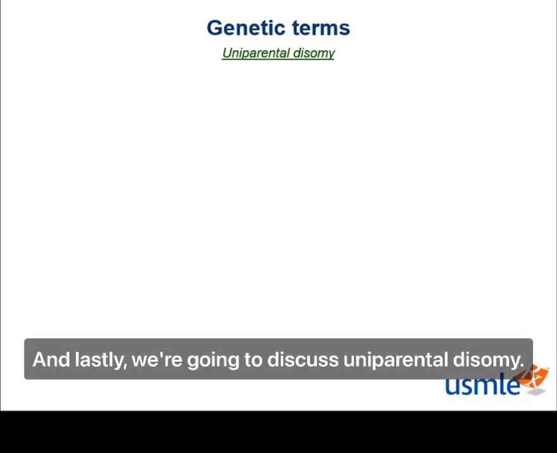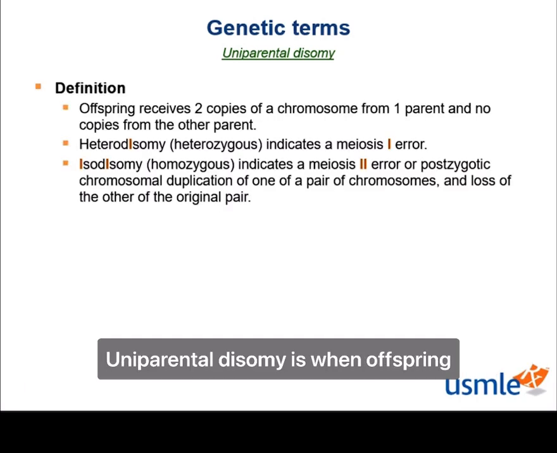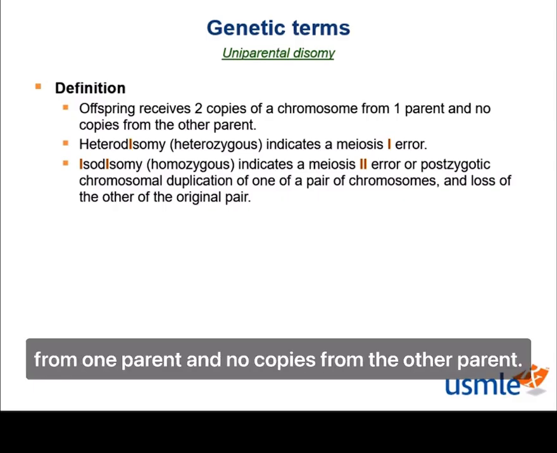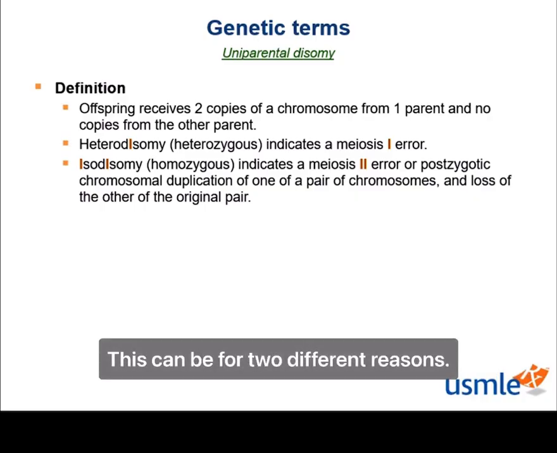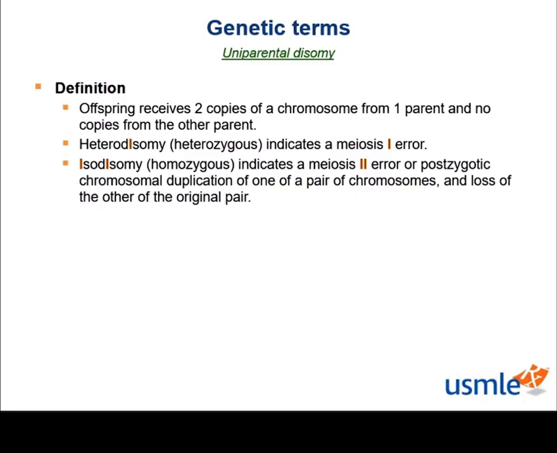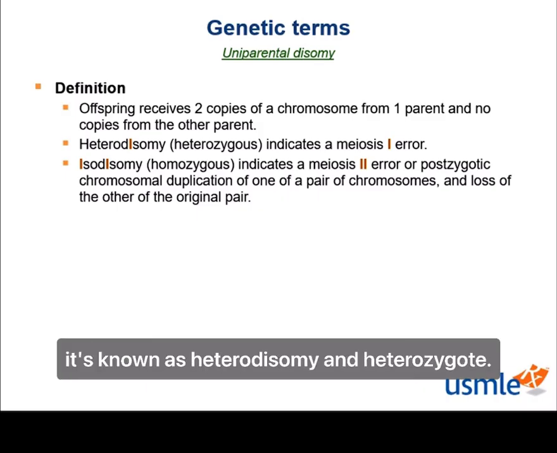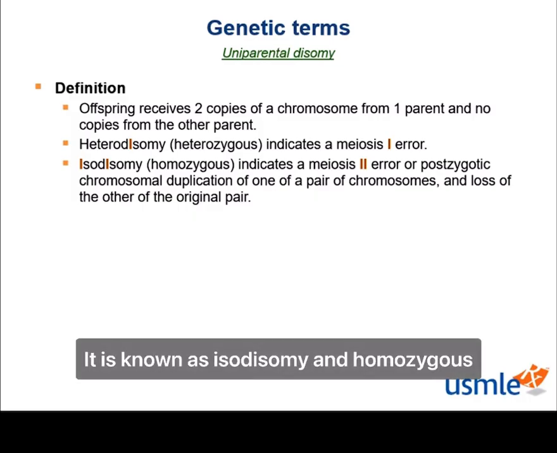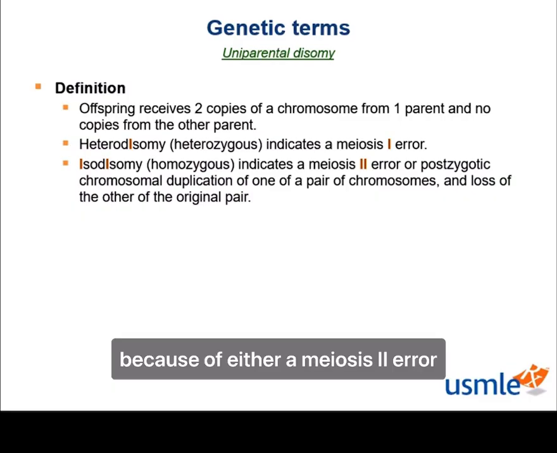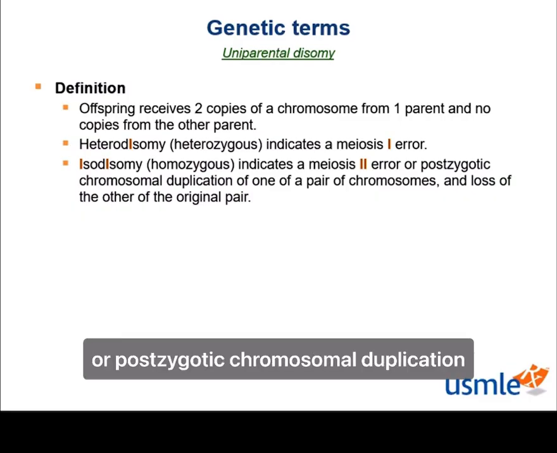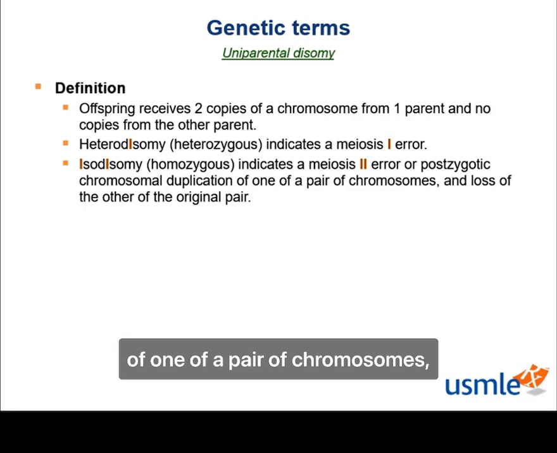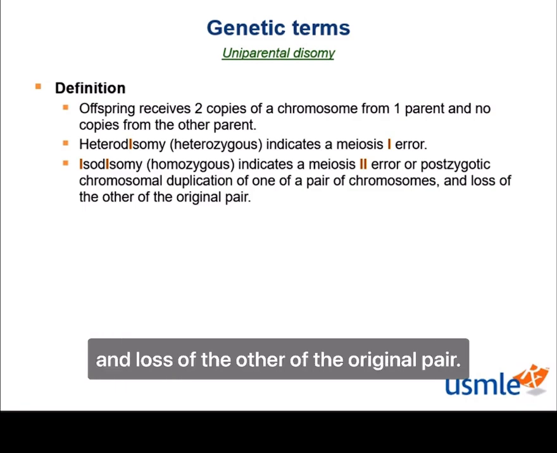And lastly, we're going to discuss uniparental disomy. Uniparental disomy is when offspring receives 2 copies of a chromosome from one parent and no copies from the other parent. This can be for 2 different reasons. If it was an error in meiosis 1, it's known as heterodisomy and heterozygote. It is known as isodisomy and homozygous because of either a meiosis 2 error or postzygotic chromosomal duplication of one of a pair of chromosomes and loss of the other of the original pair.